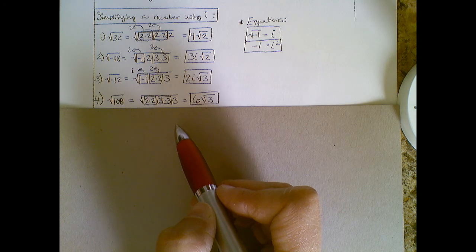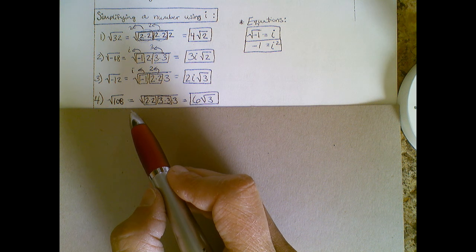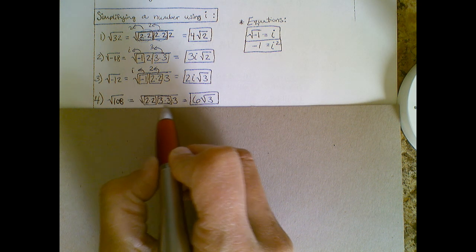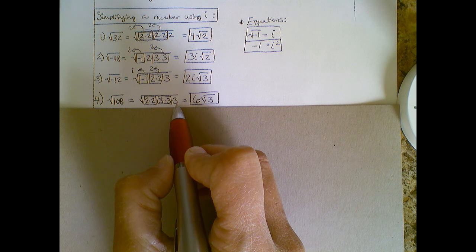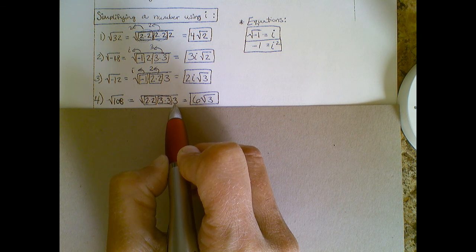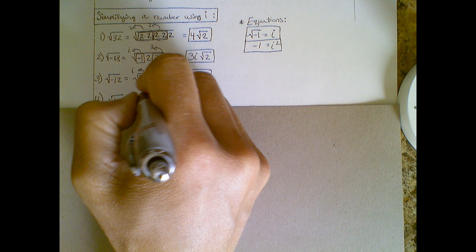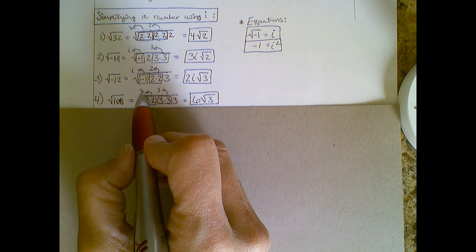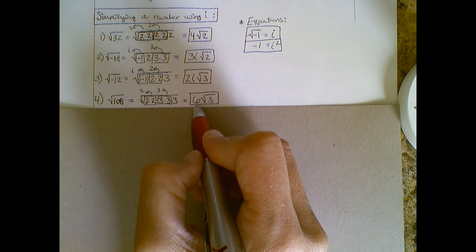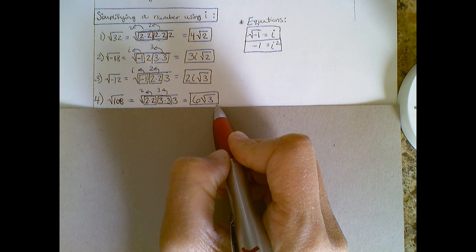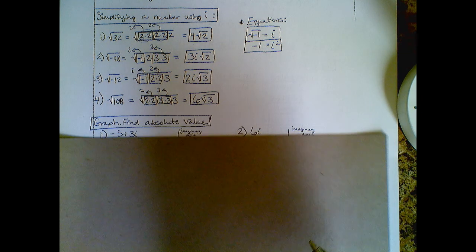This next one is square root of 108. So I do my factor tree and I expand it out. So I have 2 times 2 times 3 times 3 times 3. I bring out my pairs, so I have a pair of 2's and a pair of 3's. I multiply those, so 2 times 3, I get 6. And then this 3, I don't have a pair, so I leave it. So it would be 6 square root of 3.